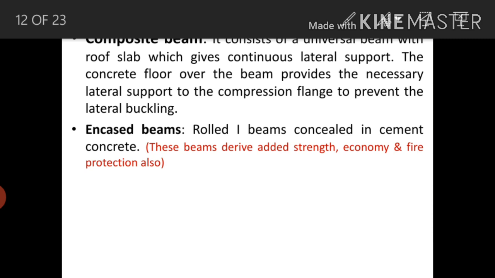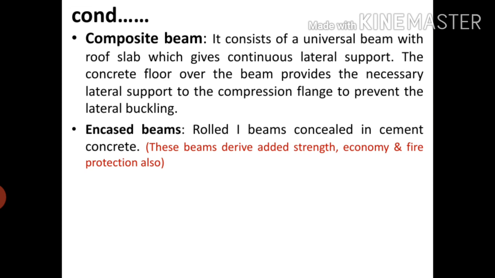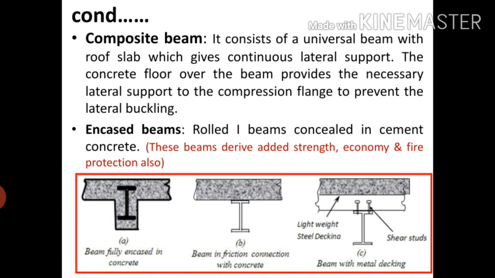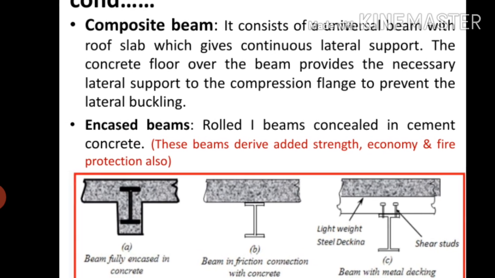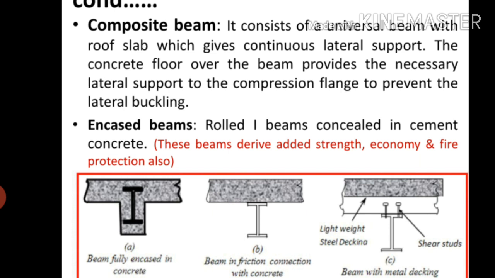Then encased beams are rolled I-beams concealed in cement concrete. These beams derive added strength, economy and fire protection also. So this figure tells about the first case, that is the composite beam. It consists of a universal beam with a roof slab which gives continuous lateral support. The concrete floor over the beam provides the necessary lateral support to the compression flange to prevent lateral buckling.